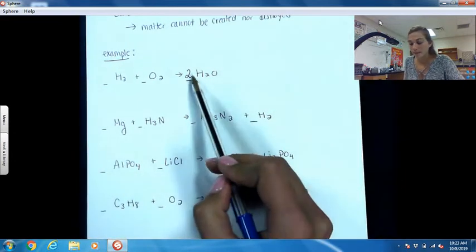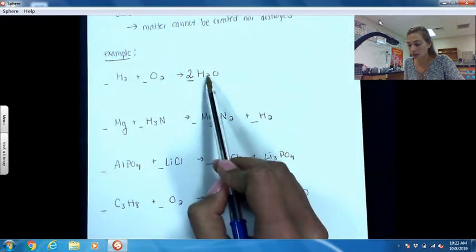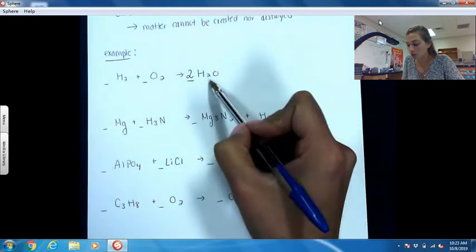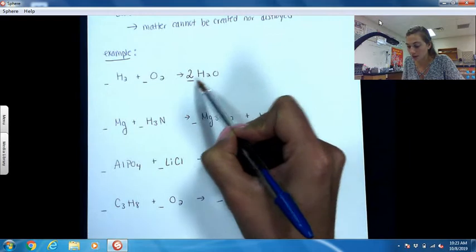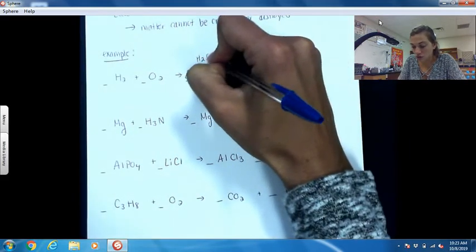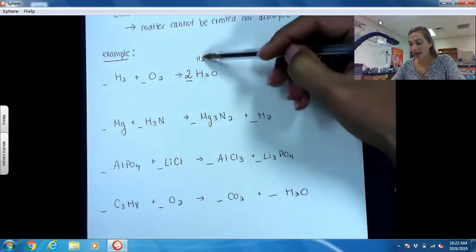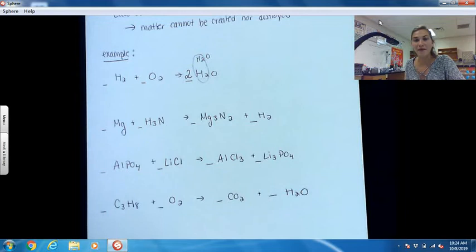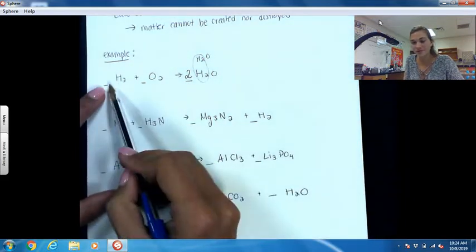But when I put this 2 here, I changed the number of hydrogens I had. Originally I had 2 hydrogens, but this 2 is telling me that I now have 2 waters. So if I add up all of the hydrogens for my waters, I now have 4. So I have to go back and rebalance.